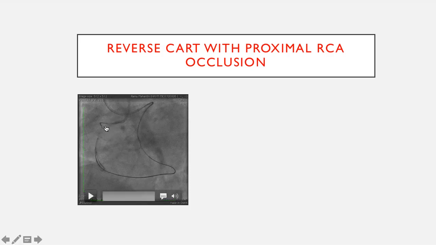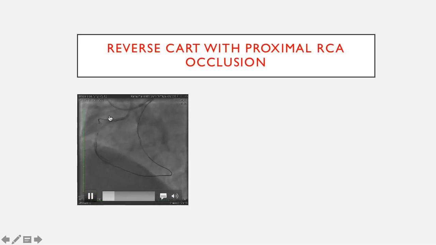So we occluded proximal RCA, you can see here. Proximal RCA is continuously occluded with a 3 mm balloon here. While you are sending your reverse CART balloon, briefly you can deflate and reinflate and park your reverse CART balloon here. This is a 2.5 by 15 millimeter balloon, and then try and do reverse CART.